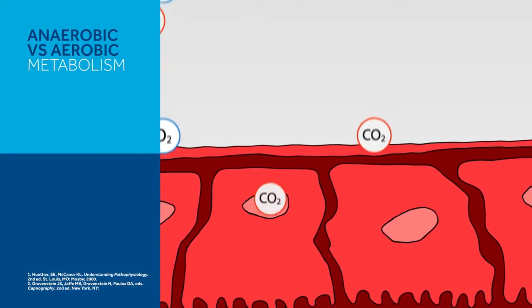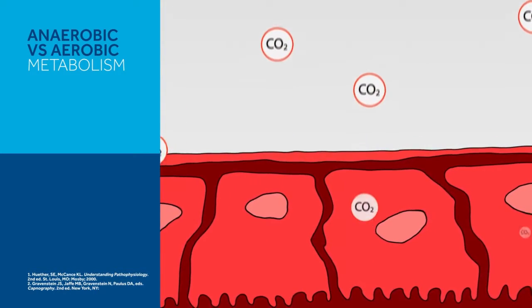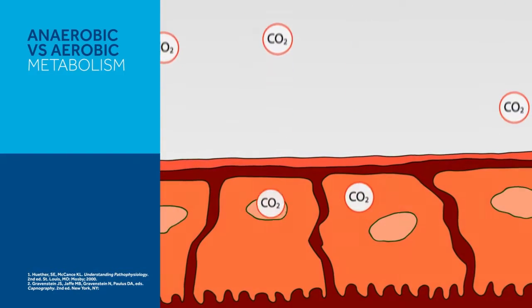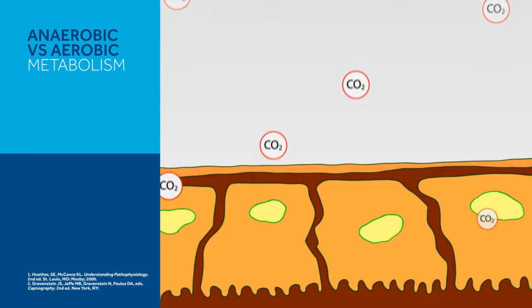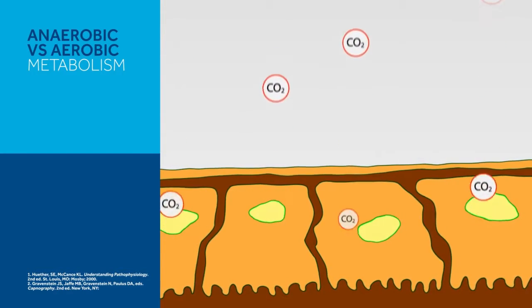If oxygen is not available, a process called anaerobic glycolysis occurs. This type of anaerobic metabolism results in the production of lactate, which can cause acidic conditions in the blood.